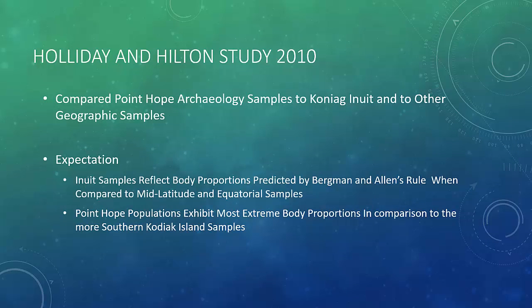So the Holliday and Hilton study of 2010 compared the Point Hope archaeological populations to the Koniag Inuit and to external geographic populations being European, North African, and Sub-Saharan African populations. The expectation is that the Inuit populations as a whole would reflect the body proportions predicted by Bergmann's rule and Allen's rule when compared to mid-latitude European and North African populations and equatorial Sub-Saharan African populations. It was also expected that the Point Hope population would exhibit the most extreme body proportions out of the Inuit, given their environment is even more extreme than Kodiak Island.